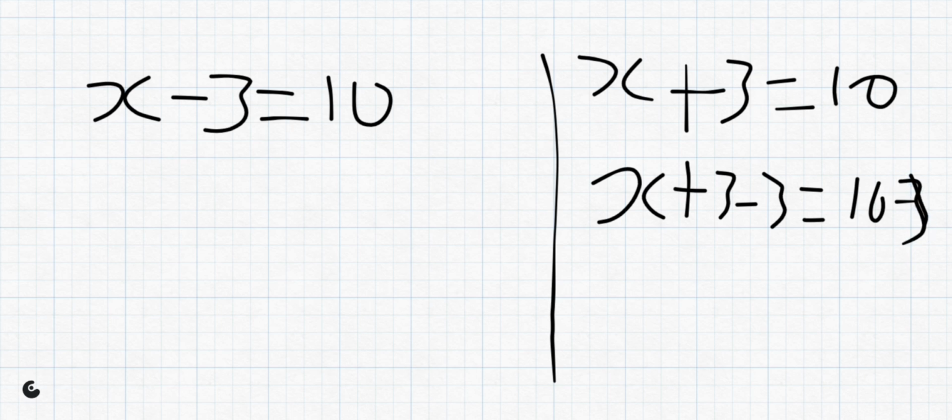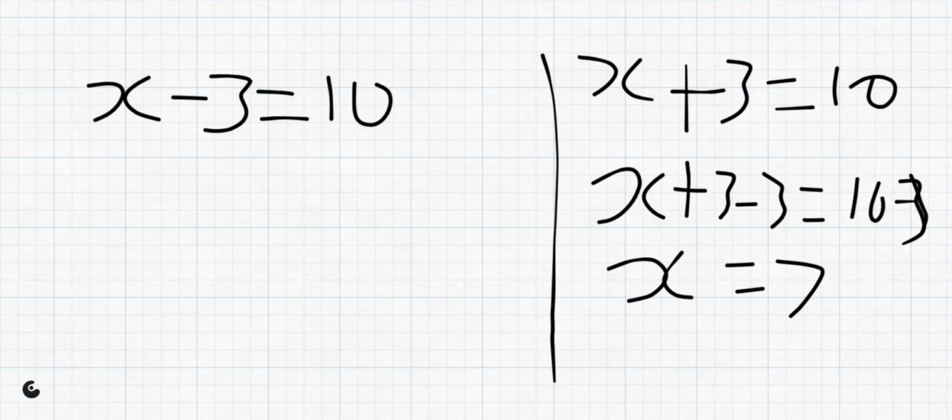Now, 3 minus 3 is 0. We have x is equal to 10 minus 3, which is 7. So this is just a little recap. Similarly, that is what we are going to do here. It's just a sign that flips. So now you introduce the opposite of minus 3, which is plus 3, so that will isolate only x.